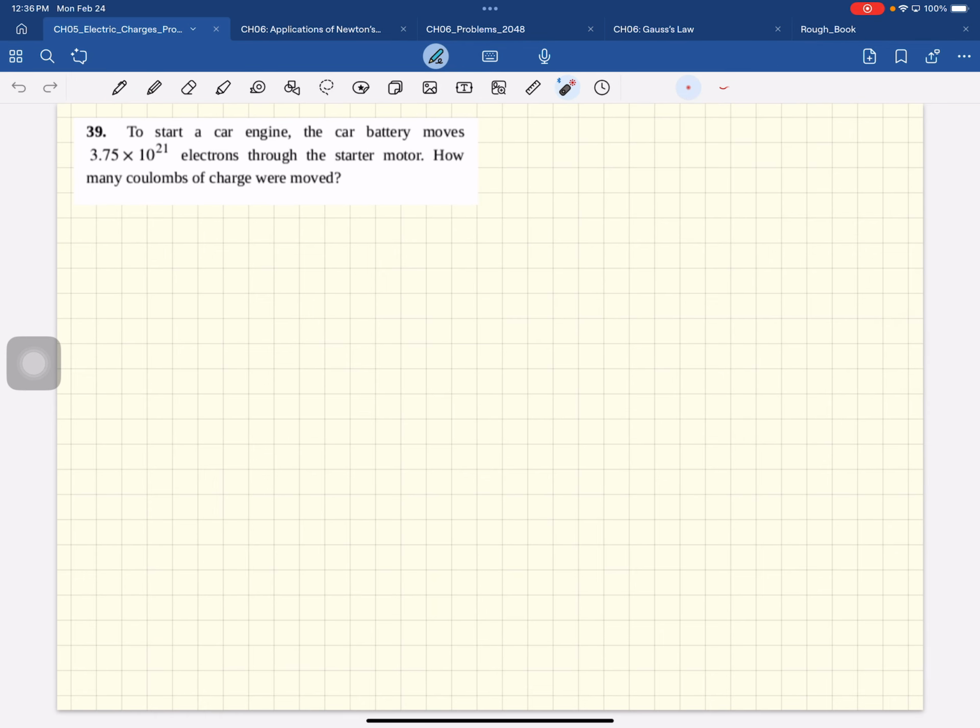Okay, so this problem says to start a car engine, the car battery moves 3.75 times 10 to the 21 electrons through the starter motor. How many coulombs of charge were moved?